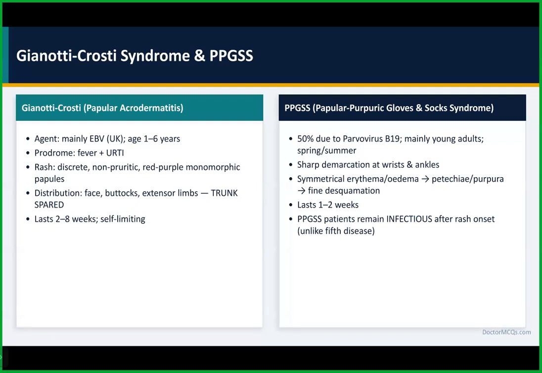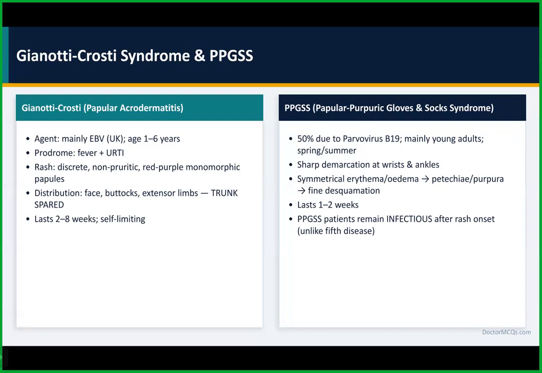So the last is papular-purpuric gloves and socks syndrome. As the name suggests, it will be papules and purpura, but on the hands and socks area, wrists and ankles, lasting 1 to 2 weeks, and mostly in young adults. It is caused by parvovirus B19. One was the slapped cheek, that was caused by parvovirus B19. This is the other condition caused by parvovirus B19.